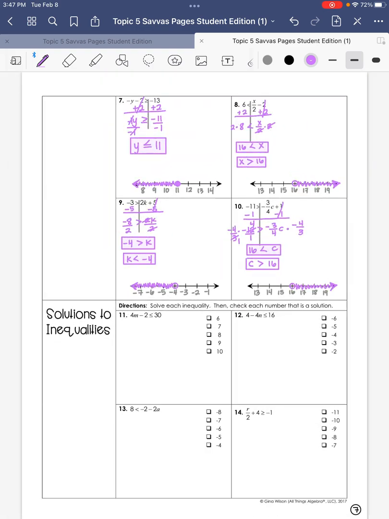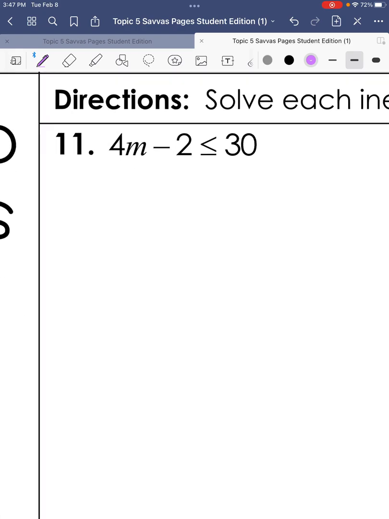Okay. Now, solutions to inequalities. It says solve each inequality, then check each number that is a solution. So let's first start with number 11. So I'm solving these the exact same way. So my goal is to get this m by itself. What do I need to undo first? That minus 2, it's farther away. So I'm going to add 2 to both sides.